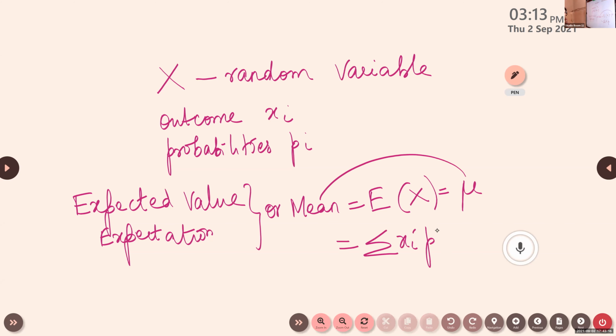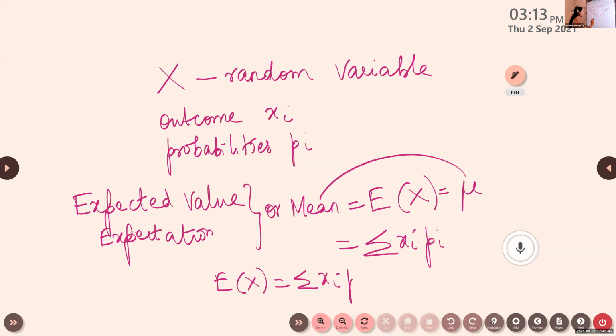Mean is given by sigma xi into pi. Okay, so you can note it down. E of x is equal to sigma xi into pi. Okay, so write this note. E of x is sigma xi into pi.